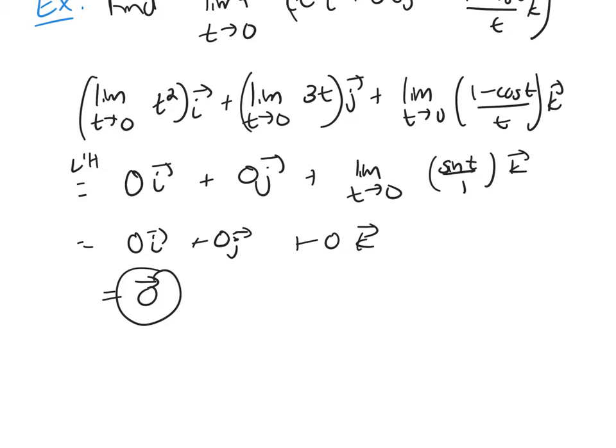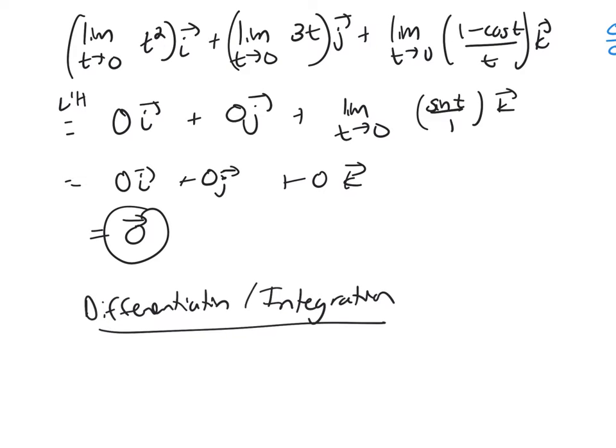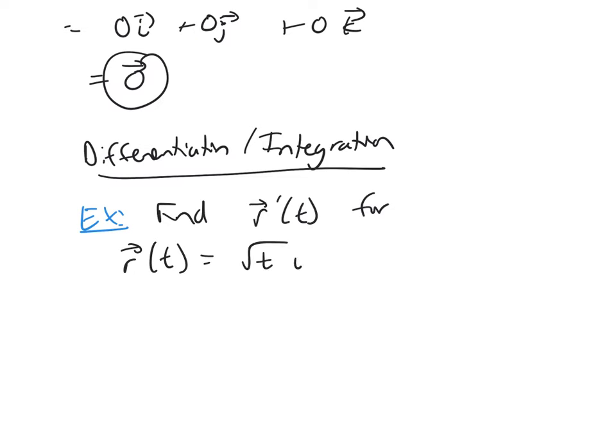All right, so then what did we do after we did limits? We talked about differentiation and integration. So let's look at some examples here. Find r prime of t for the vector valued function square root of t i plus 2 sine cubed t j plus 5t e to the t k.